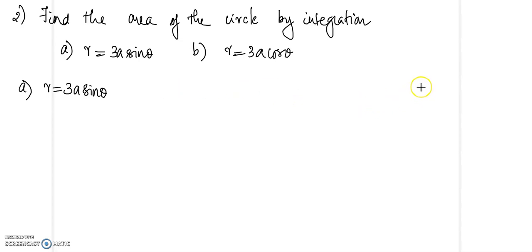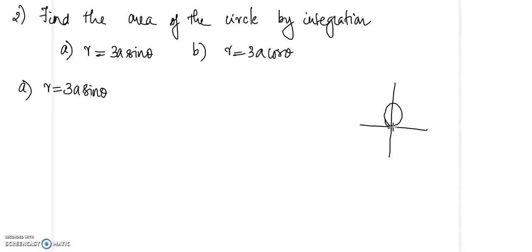Now if we look at the equation r equal to 3a sin theta, that will be a circle which is centered about the y-axis. Okay, so the circle will be of this form, and you can see that when theta equal to 0, r is 0, so that is this point.